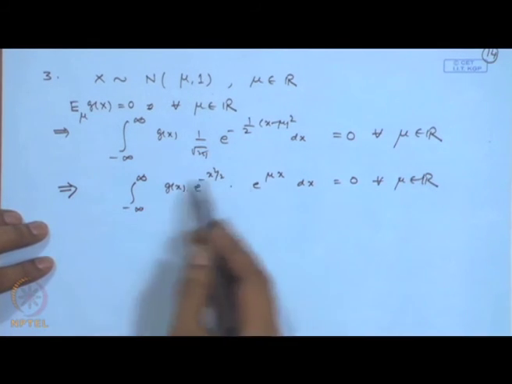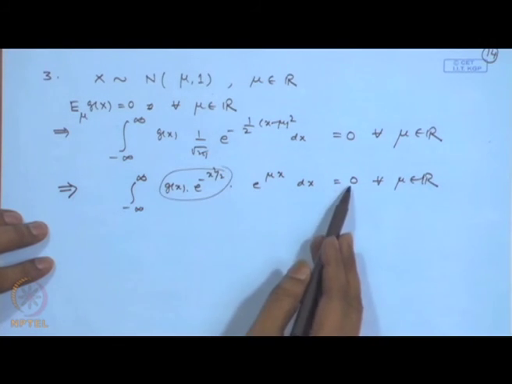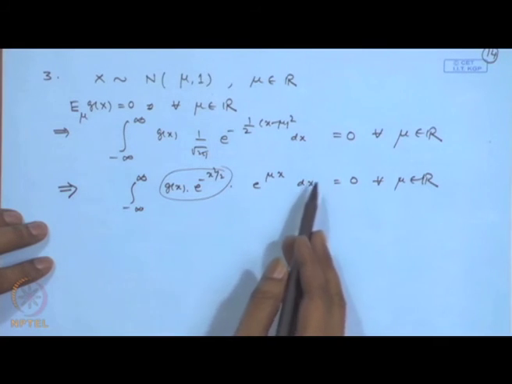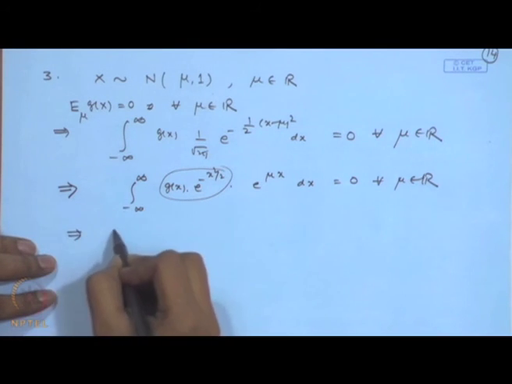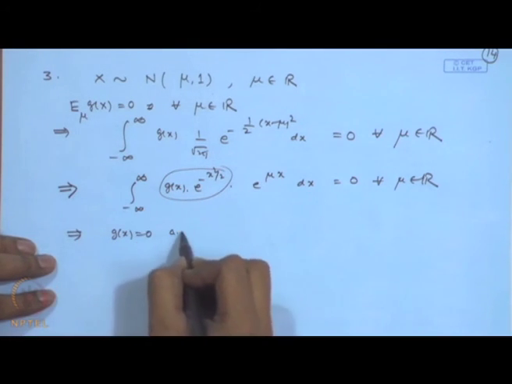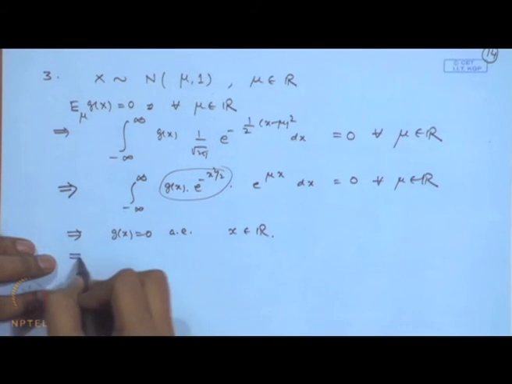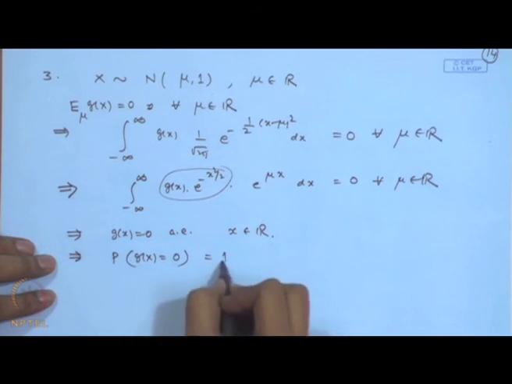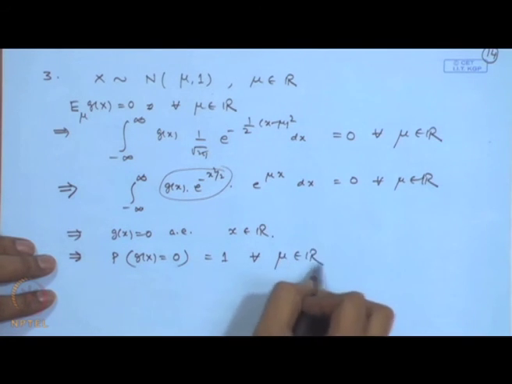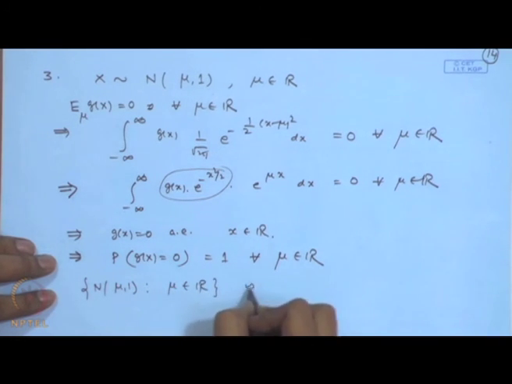Now, this is nothing but the bilateral Laplace transform of this function, and we are saying this vanishes identically, and therefore, the function itself should vanish. That means, we should have g(x) equal to 0 almost everywhere on the real line. This means that the probability that g(X) is equal to 0 is 1 for all mu. So, the family of the normal distributions is a complete family.